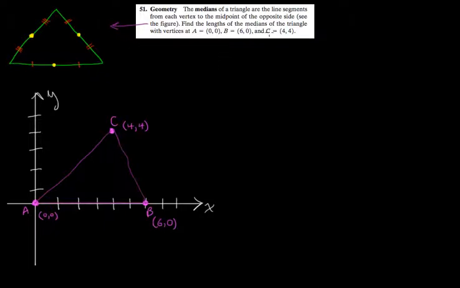Find the lengths of the medians of the triangle with vertices at A equals (0, 0), B equals (6, 0), and C equals (4, 4). So I'm going to explain medians first. Medians are the lines from one vertex of a triangle to the midpoint of the opposite side.